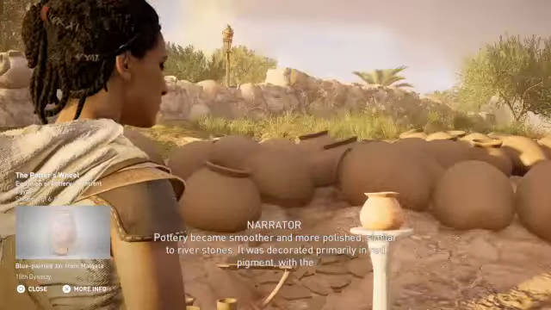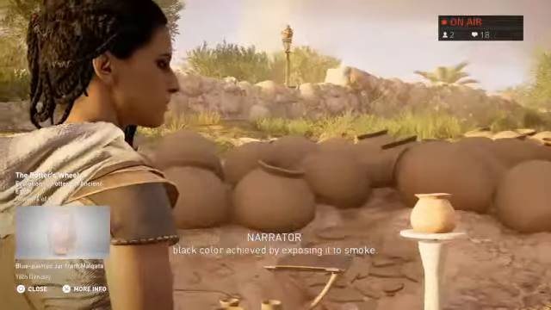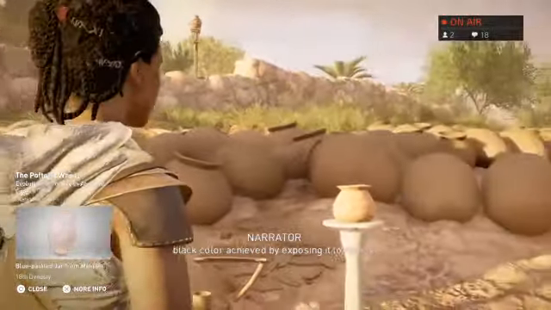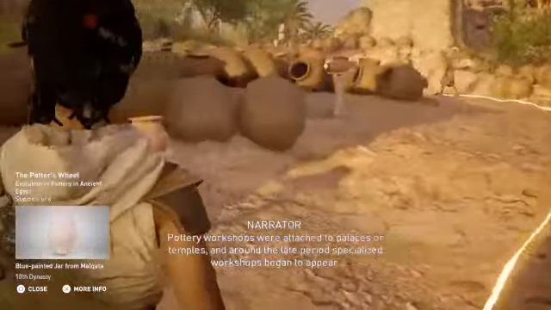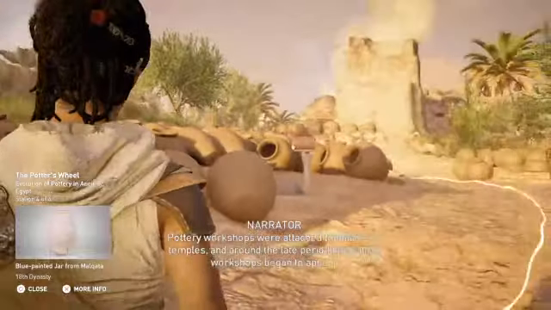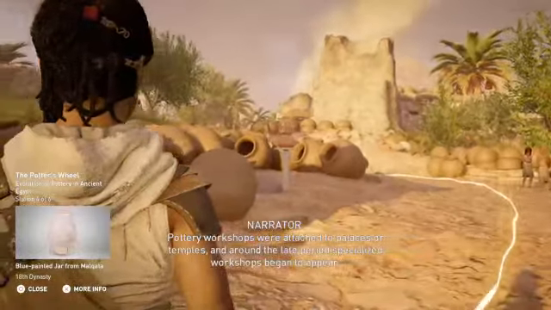similar to river stones. It was decorated primarily in red pigment, with the black color achieved by exposing it to smoke. Pottery workshops were attached to palaces or temples, and around the late period, specialized workshops began to appear.